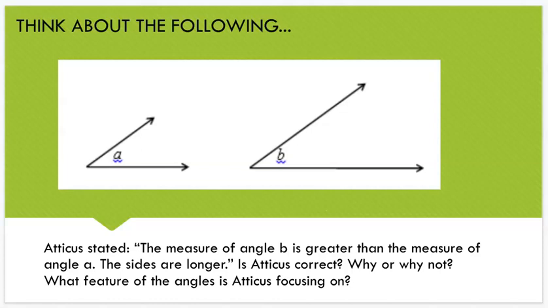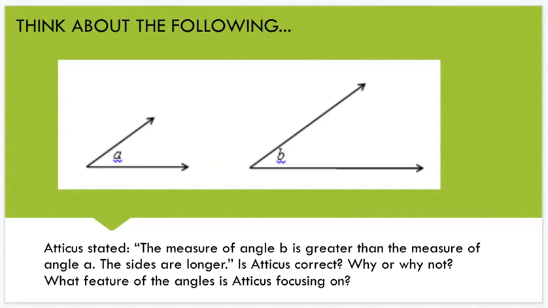Let's talk about angles. Think about the following. Atticus stated the measure of angle B is greater than the measure of angle A. The sides are longer. Is Atticus correct? Why or why not? What feature of the angles is Atticus focusing on?